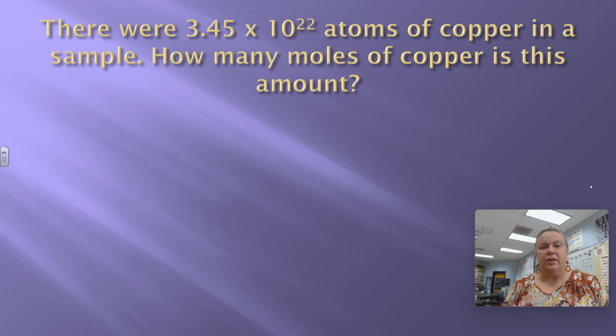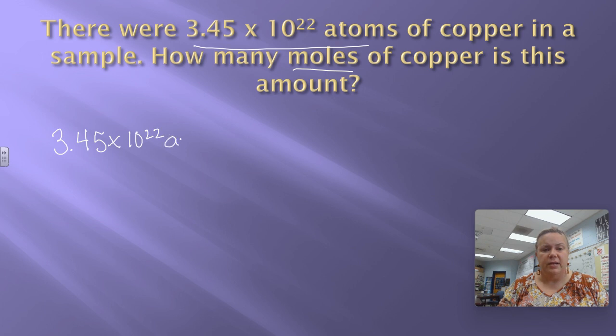Let's take a look at another problem, and this time we're starting with atoms of copper and we're converting to moles. We're still using Avogadro's number here, but we're just going to go a different direction. So we start with atoms and we need moles, and we always start with what we have. And so we're given 3.45 times 10 to the 22nd atoms, and we're working with good old copper right now.